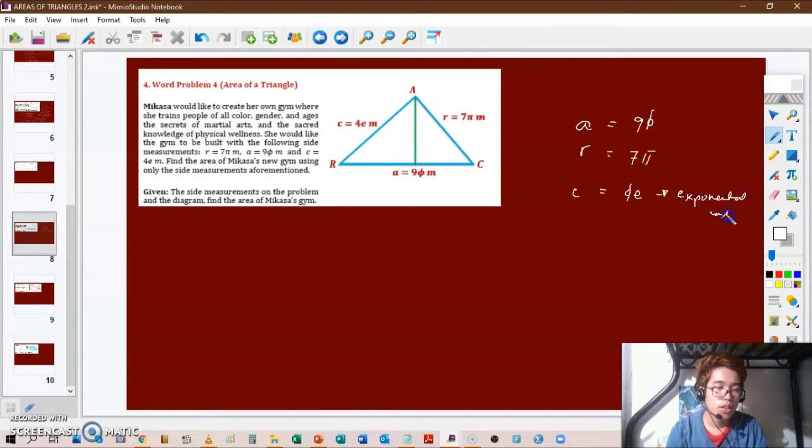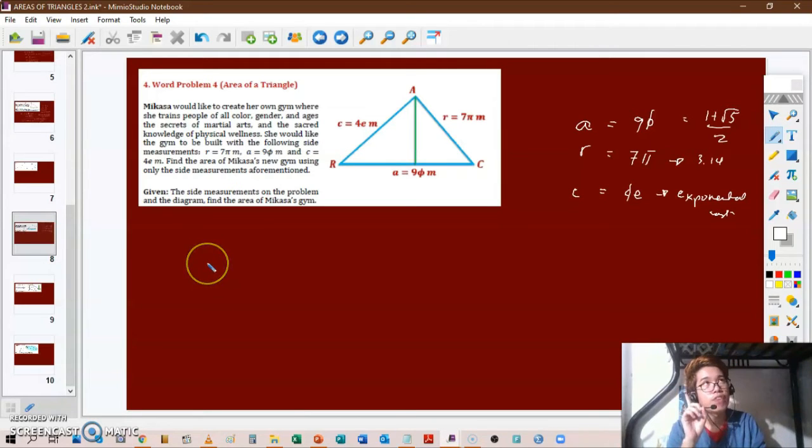Pi is of course a constant, so that's 3.14, and phi is equal to 1 plus square root of 5 all over 2. Okay, so let's first identify what type of formula we're going to use. Since we're given 3 sides, we can use Heron's formula.